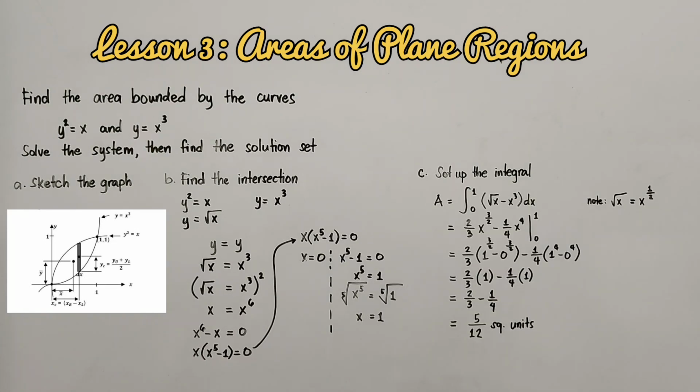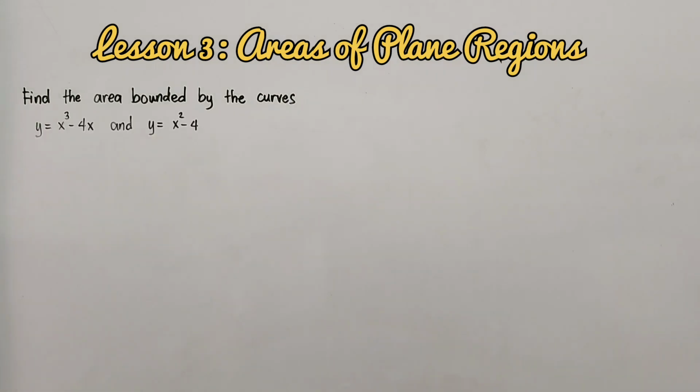To compute for the area bounded by the two curves is to get the integral of square root of x minus x cubed dx from 0 to 1. And our answer is 5 over 12 square units. And for the last problem, find the area bounded by the curves y equals x cubed minus 4x and y equals x squared minus 4.